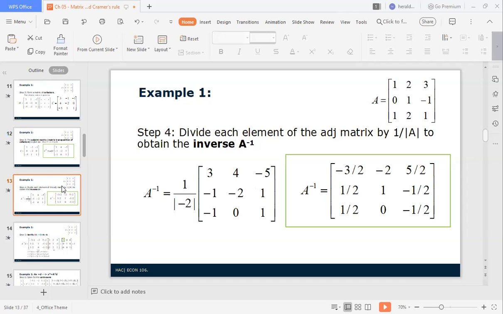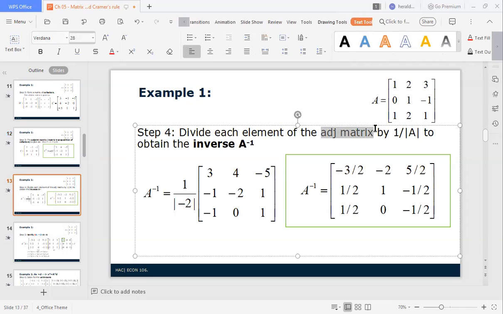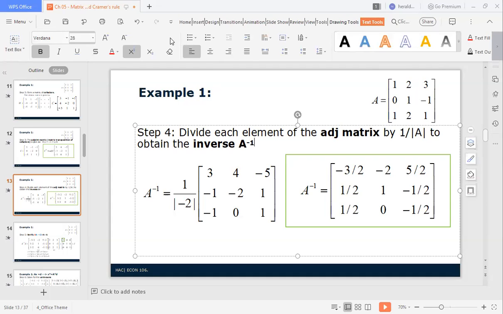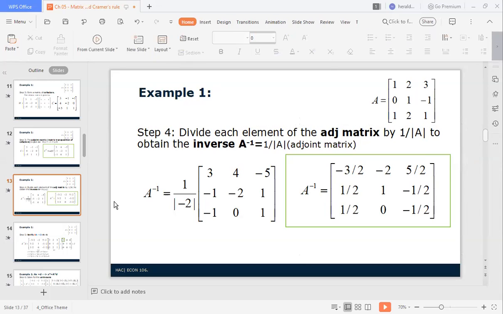So step 4, class, we multiply each element of the adjoint matrix by the ratio 1 over the determinant to obtain the inverse. So again, when you want the inverse, you can just follow this general formula, let me just correct this one. A inverse equals 1 over the determinant of A, multiplied by the adjoint matrix. So in order to get the inverse of the original matrix A here, you will need to multiply that one.